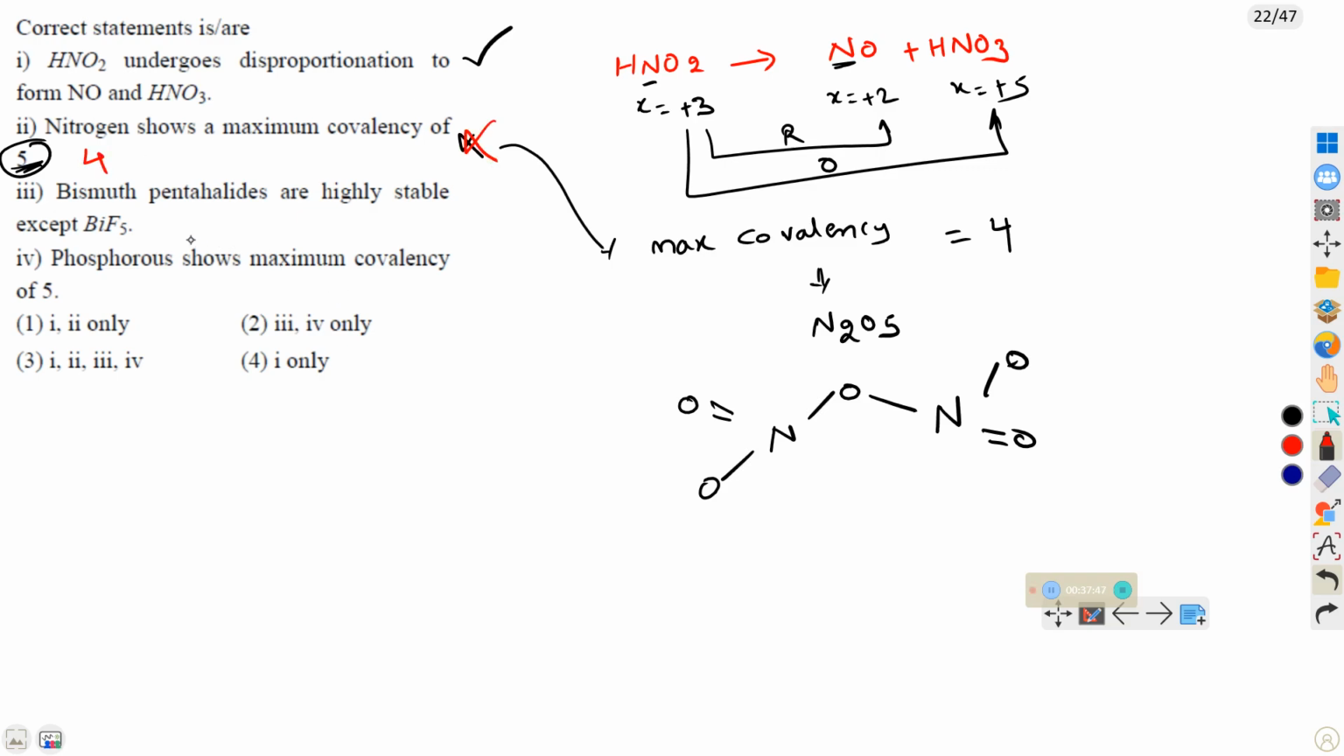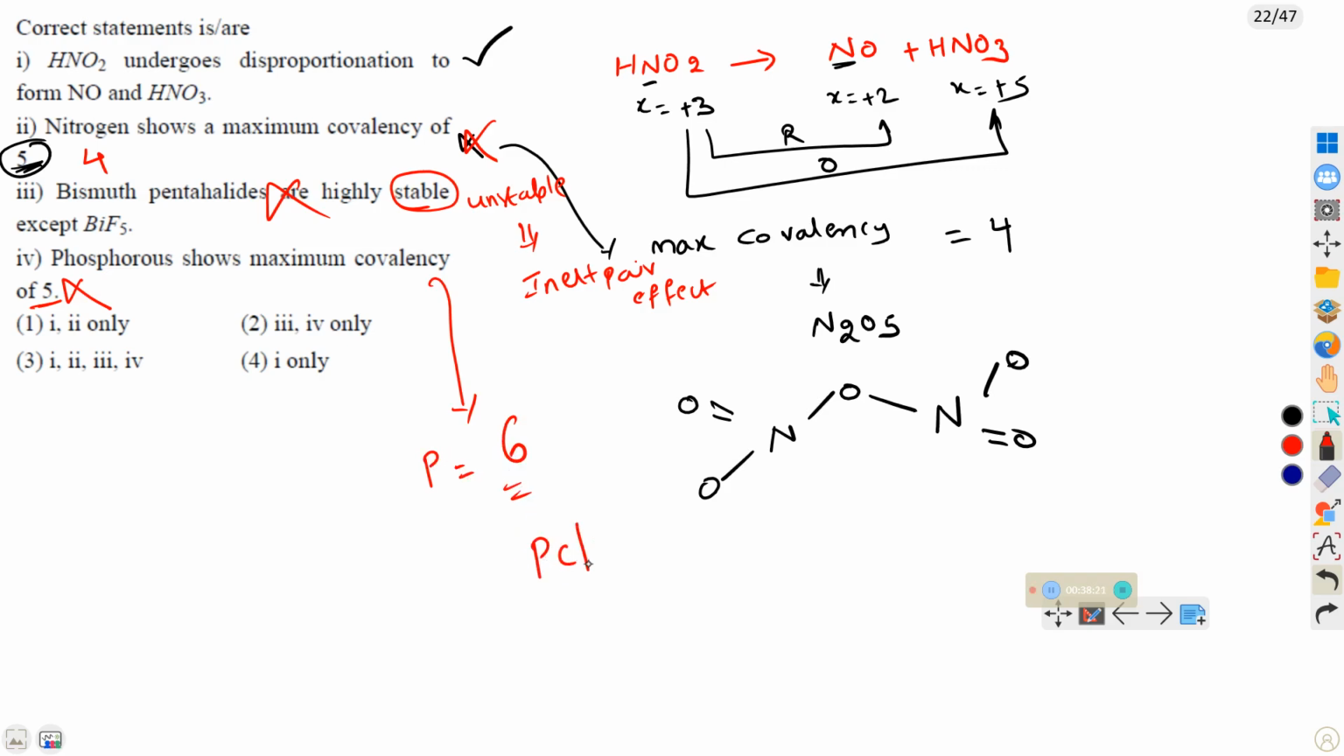That's the reason this statement is wrong. Bismuth pentahalides are highly stable except BiF5. Wrong. Bismuth pentahalides are highly unstable. Why highly unstable? Due to inert pair effect. So this statement is also wrong. Phosphorus shows maximum covalency 5. Wrong. Maximum covalency of phosphorus is equal to 6. Example for that molecule is PCl6 minus. So only the first statement is correct.